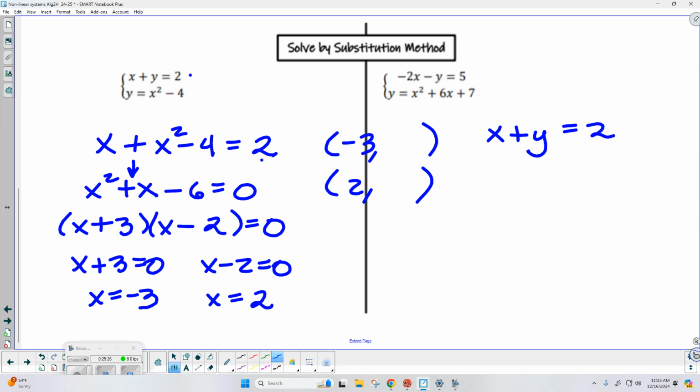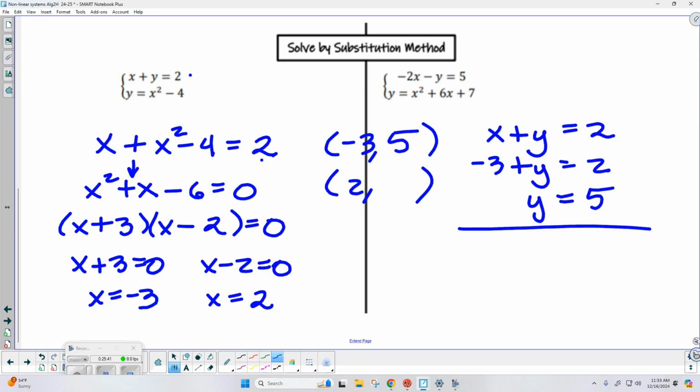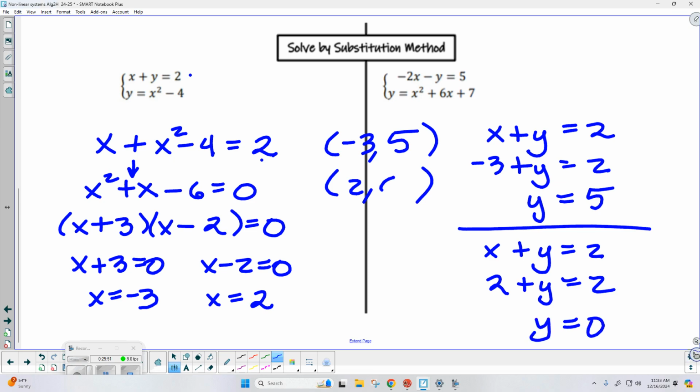Let's plug in the first one. So negative 3 plus y is equal to 2. Well, that tells me y would equal 5. So the first point of intersection would be negative 3, 5. Okay. Now we'll do the same thing for the other one. So x plus y is equal to 2. So in this case, 2 plus y is equal to 2. So what's my other one? 0.